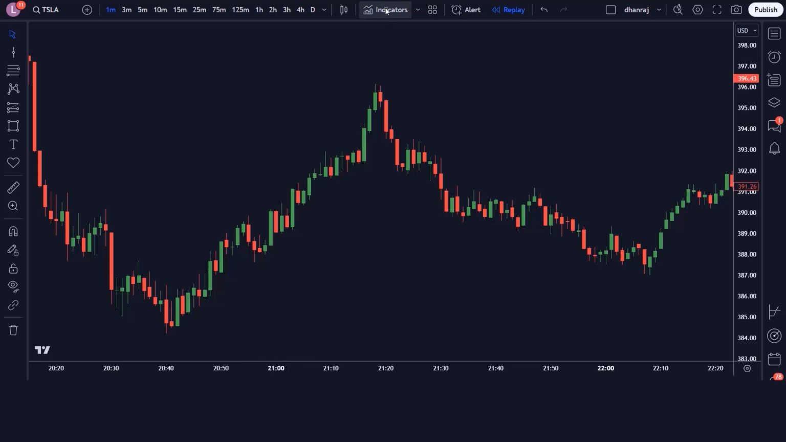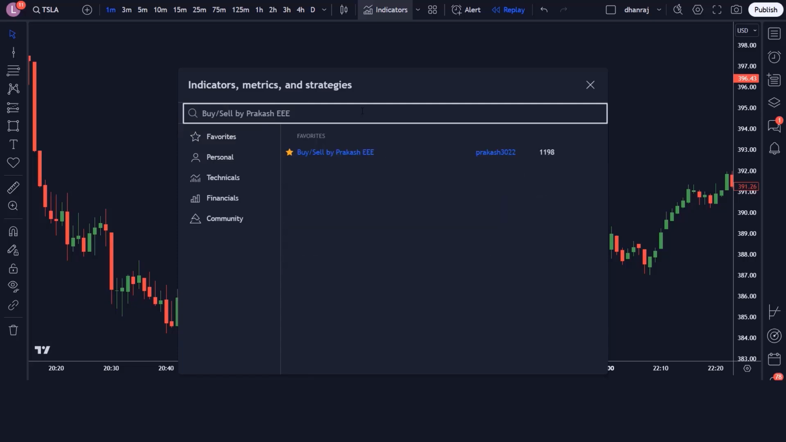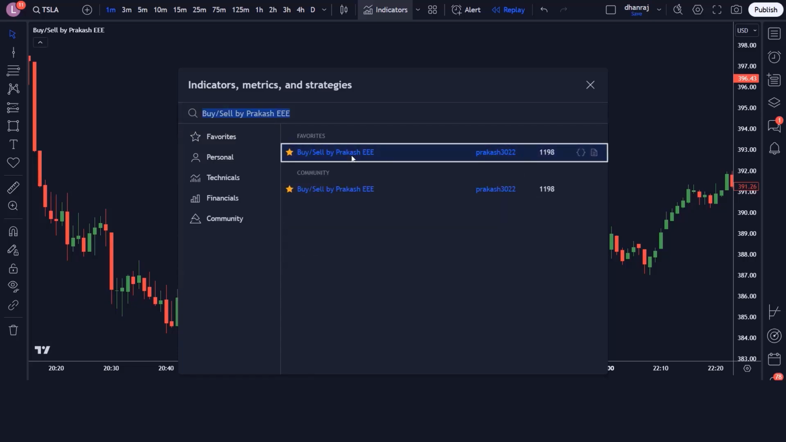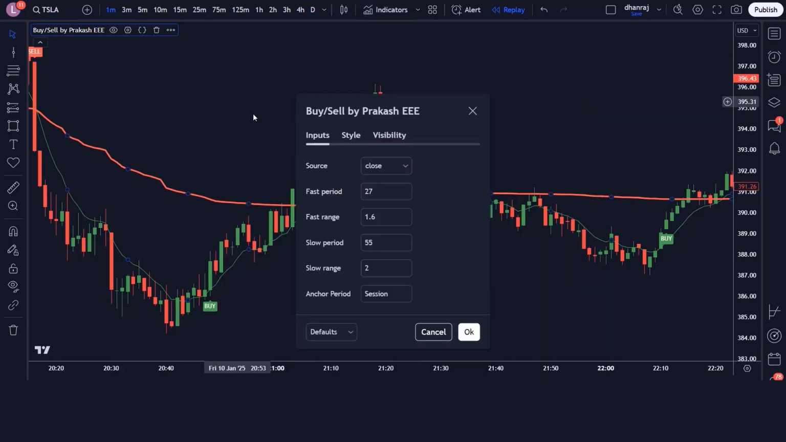First of all, we will search the buy-sell by Prakash indicator in the search box of TradingView. After that, we have to click on the buy-sell by Prakash option, in which we have to change some settings. We have to change the source option from close to HL2. We have to change the fast period option from 27 to 25. We have to change the fast range option from 1.6 to 1.8.